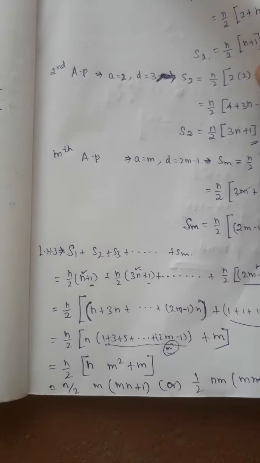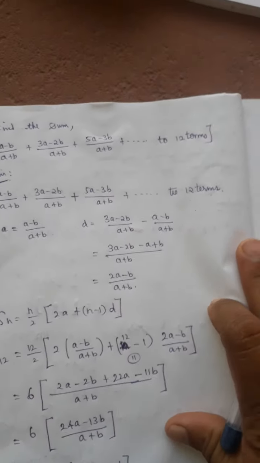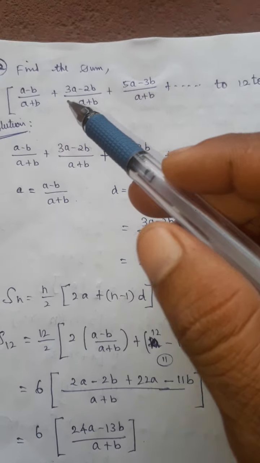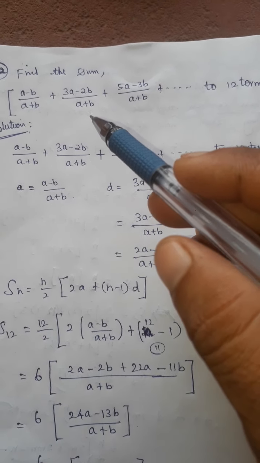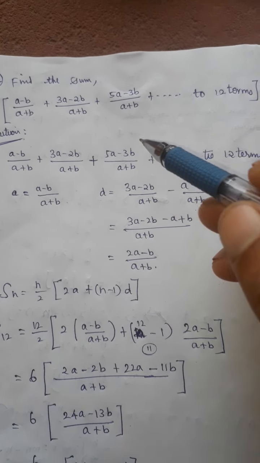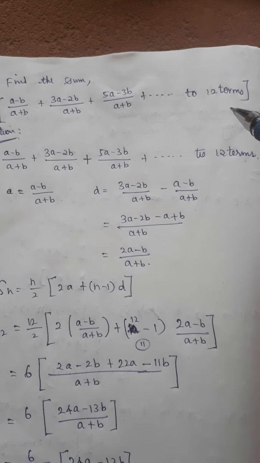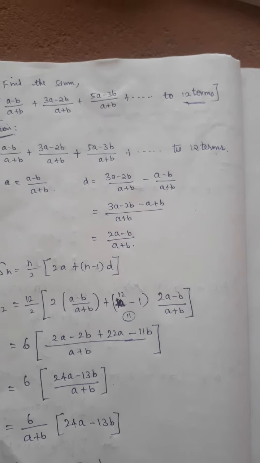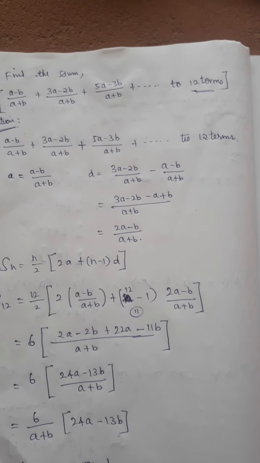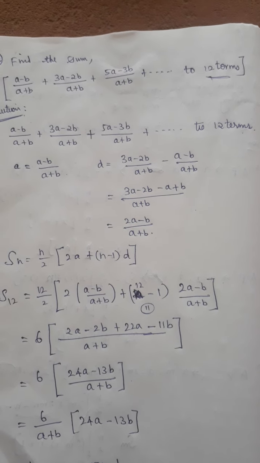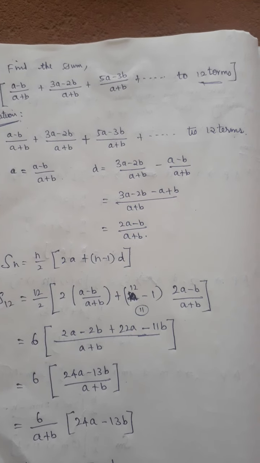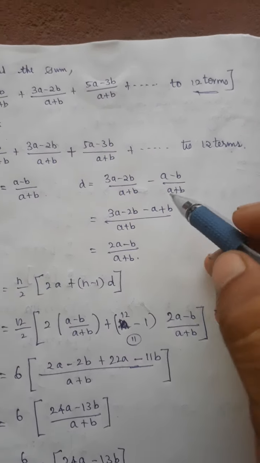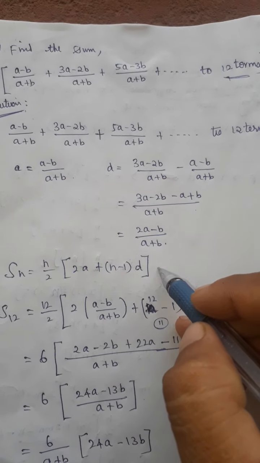Okay, so the 12th question: find the sum a minus b divided by a plus b, 3a minus 2b divided by a plus b, plus 5a minus 3b by a plus b, plus etc., up to 12 terms. So in the exercise, in the first sums, up to 20 terms, up to 30 terms, like this we have to use the formula here, Sn equals n by 2 into 2a plus n minus 1 into d.